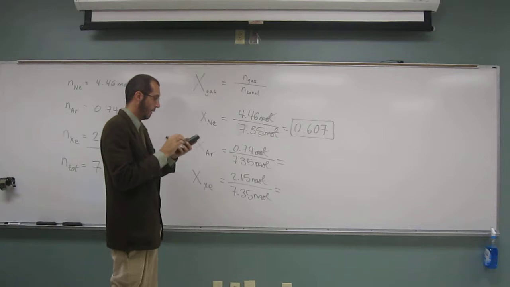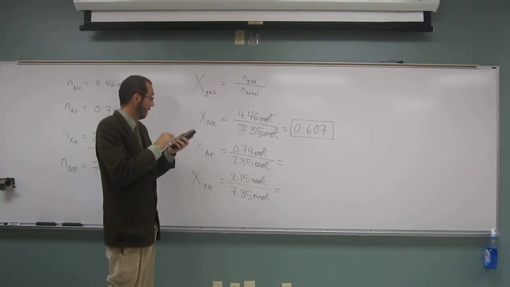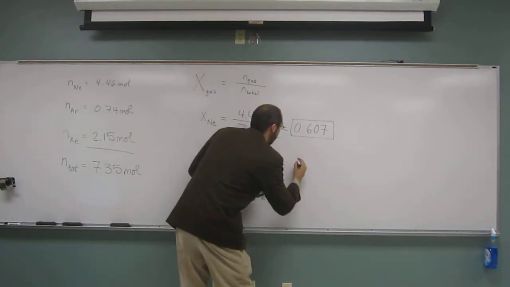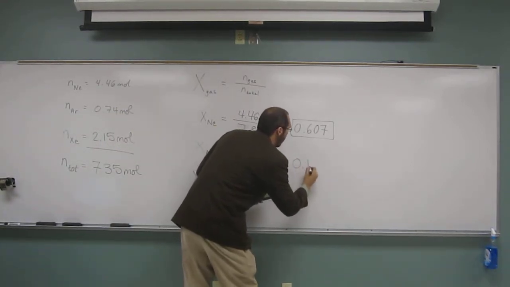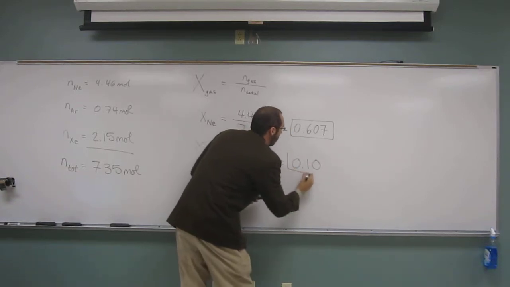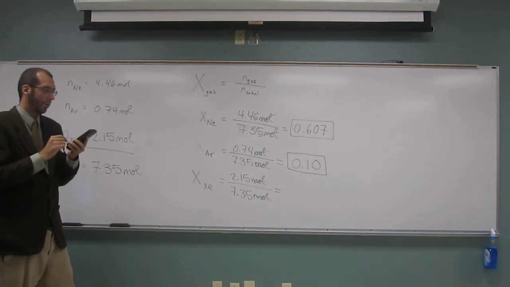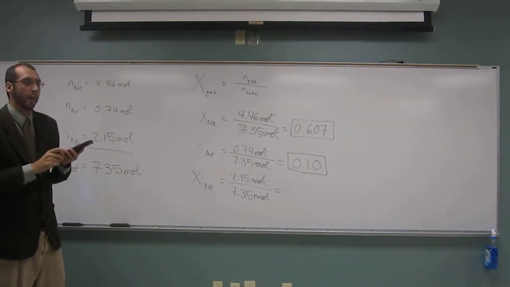Okay. 0.74 divided by 7.35 is 0.10, which is the mole fraction for argon. Only two sig figs on that one, right?